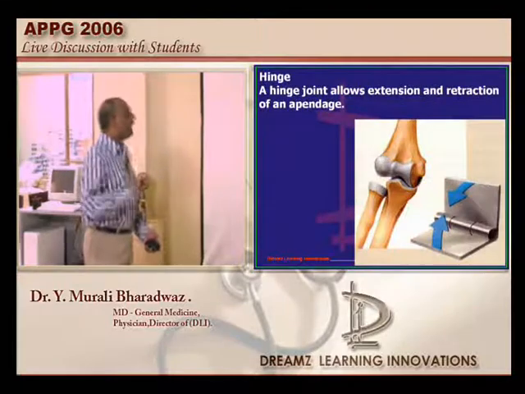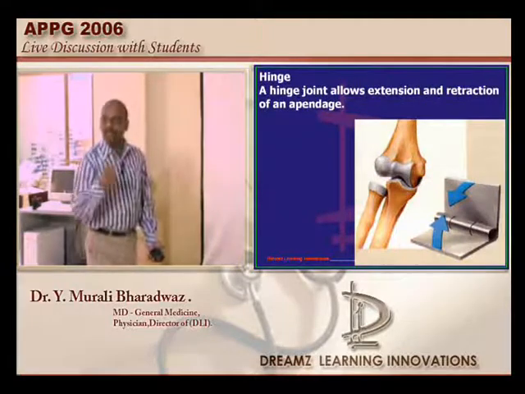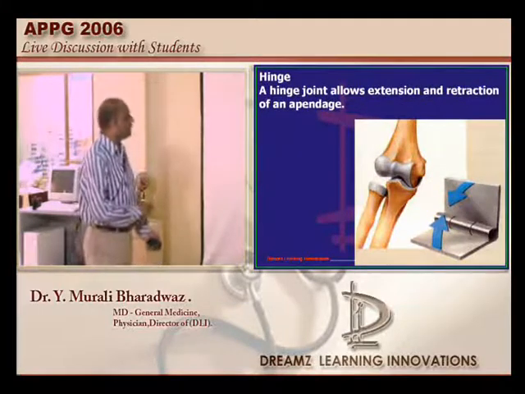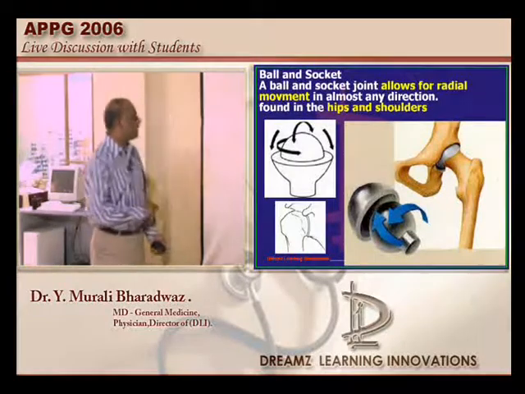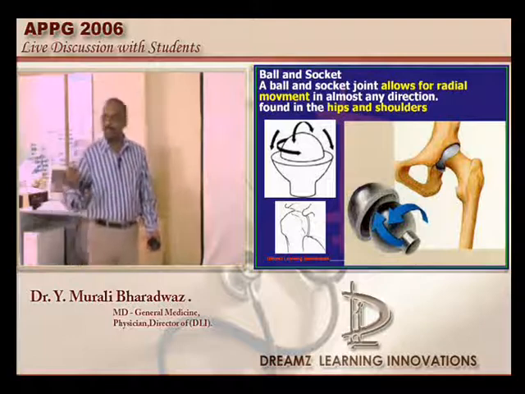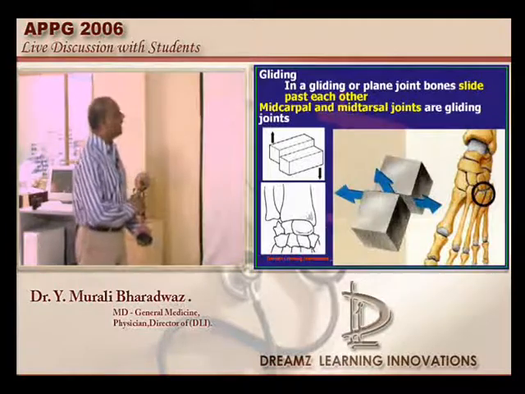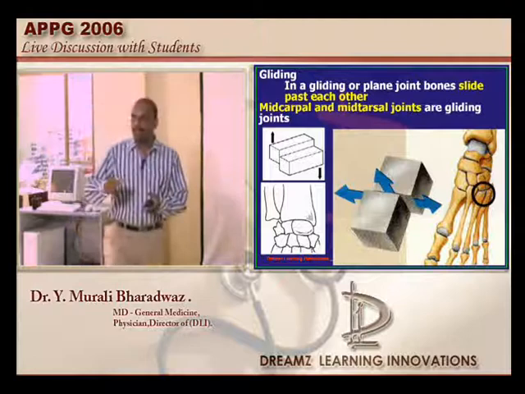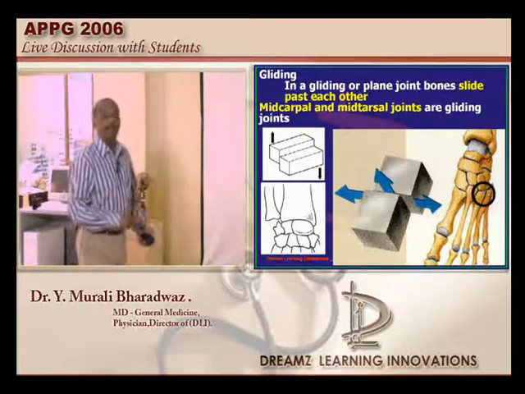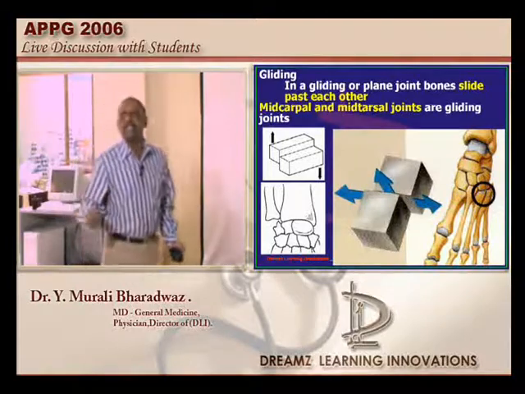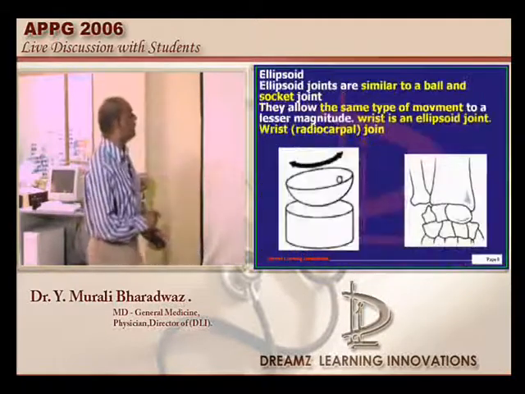Hinge joint will allow the extension and retraction of an appendage. Classical elbow joint you should not basically forget. And you have a ball and socket in the hip and the shoulders, which will allow for the radial movement and the rotation. And there is a gliding joint. Typically it will be allowing the two bones to slide past each other, is called a gliding joint. The mid-carpal and the mid-tarsal joints are the classical examples of the gliding joint.